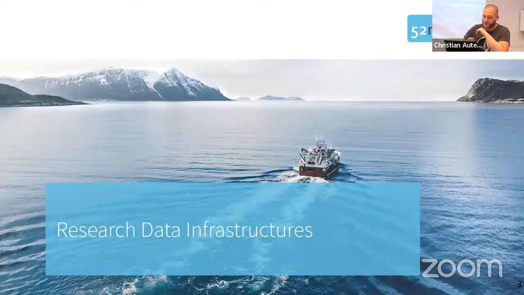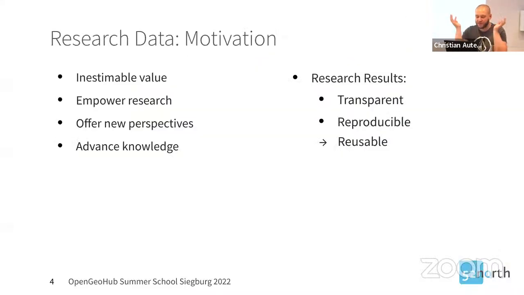And have a look at what research data infrastructure features GeoNode supports. So research data infrastructures, why and what is it? Research data is really of inestimable value because it empowers research, it offers new perspectives and advances knowledge. And it's most often not accessible to everybody. So if somebody does research and uses data, it's more common now, but in the past it was not that common to also publish the data in a raw format, to distribute the data, to make it accessible and so on.